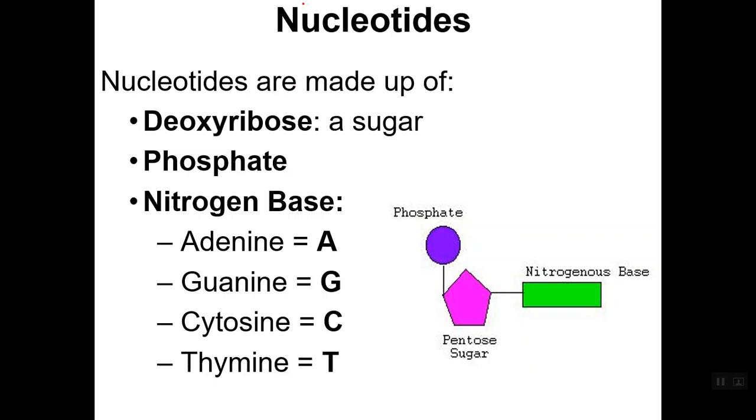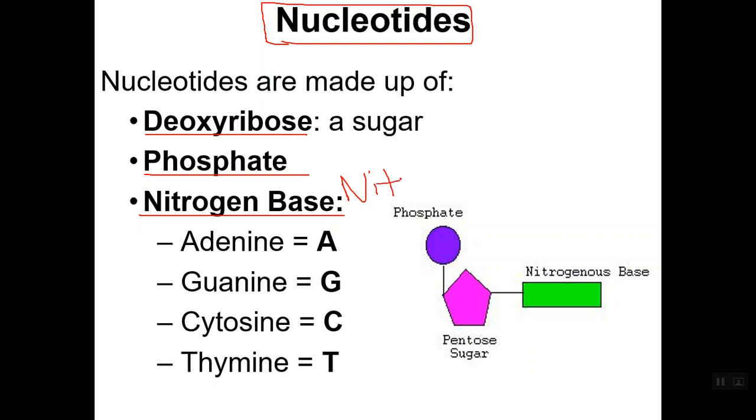All right, let's look at the nucleotide in a little bit more detail. So remember, this is the monomer of DNA. It's also the monomer of RNA. The sugar is deoxyribose. There's a phosphate group, and there's one of 4 nitrogenous bases. So nitrogen bases or nitrogenous bases, it's also right there.